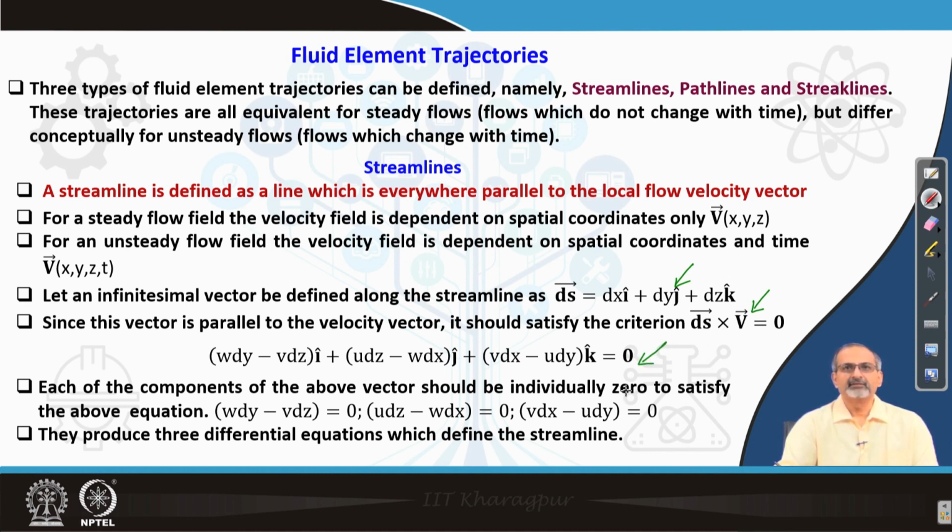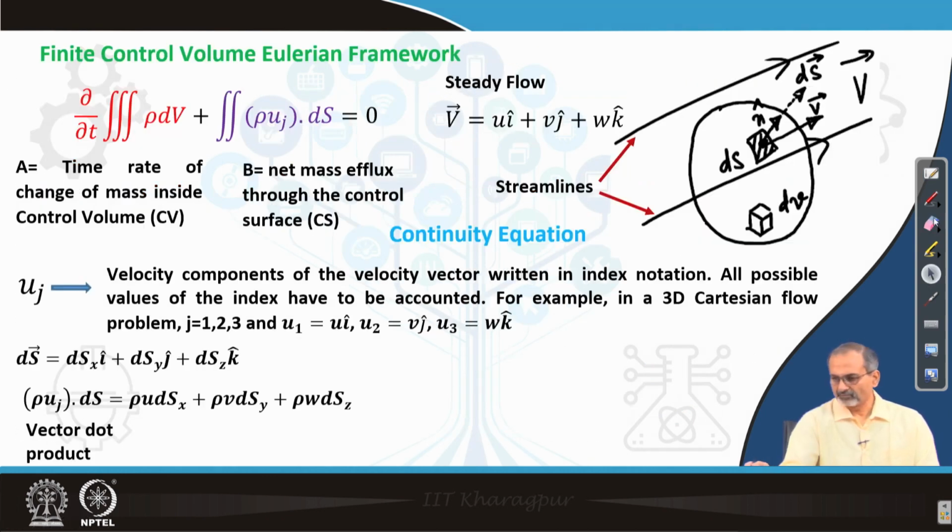And in order to get a 0 on the right hand side, as you can understand, each of the components of the above vector should be individually 0. Thereby you get conditions like this. They produce three differential equations which define the streamline. Once we have defined the streamlines, we can now more comfortably show them over here.